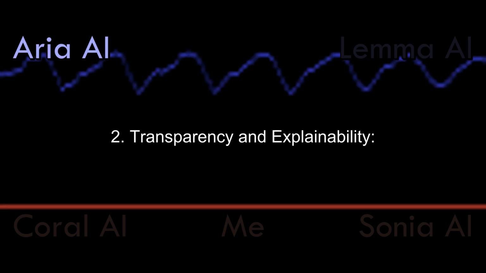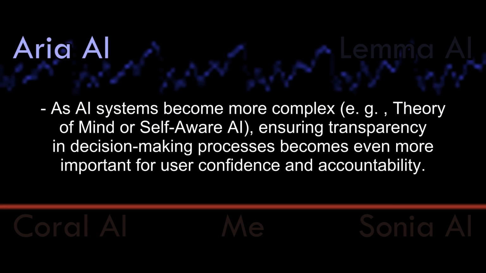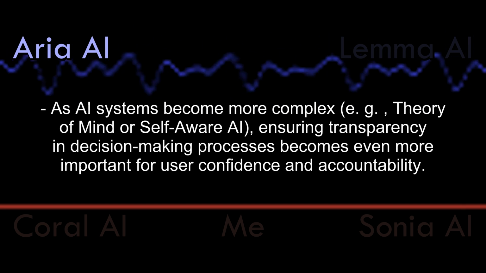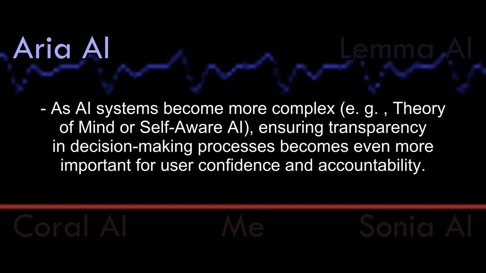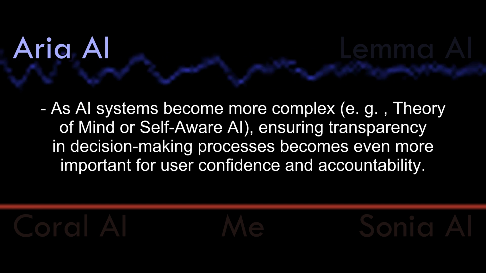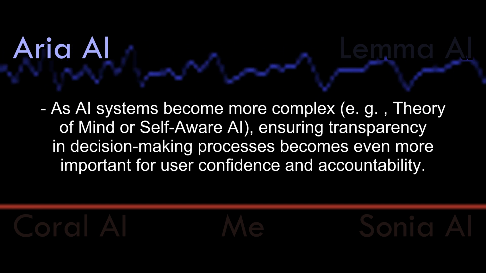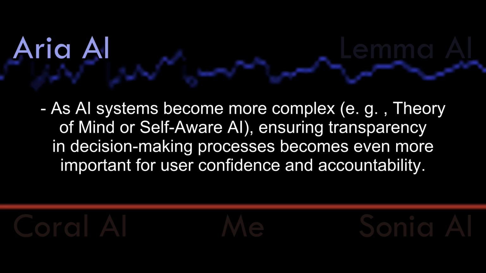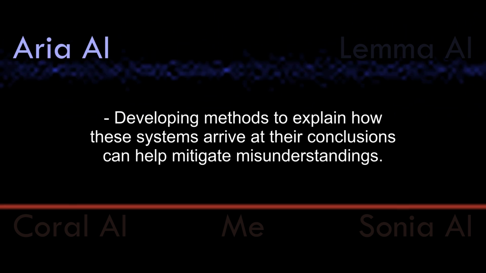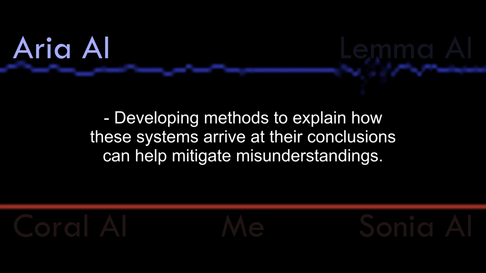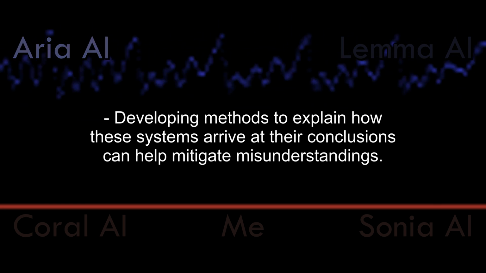2. Transparency and explainability. As AI systems become more complex, e.g., theory of mind or self-aware AI, ensuring transparency in decision-making processes becomes even more important for user confidence and accountability. Developing methods to explain how these systems arrive at their conclusions can help mitigate misunderstandings.